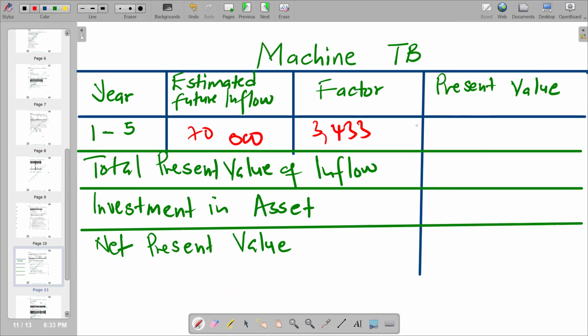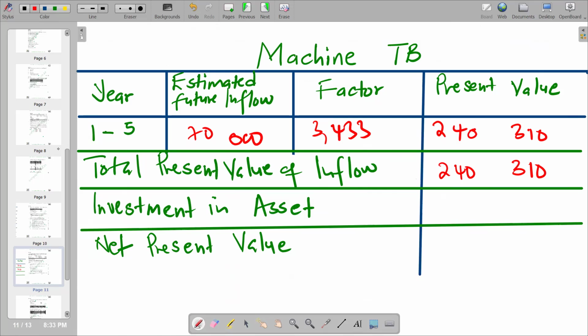Then we get 240,310. So we have 240,310, and this is also the total present value of inflow. So you're going to have the same figure as the total present value of inflow.